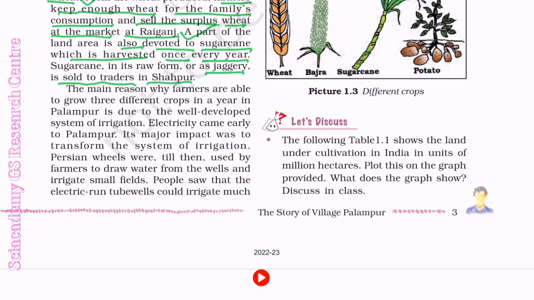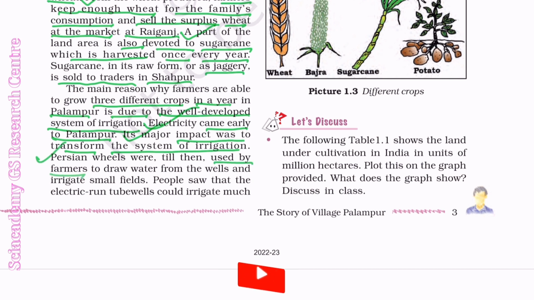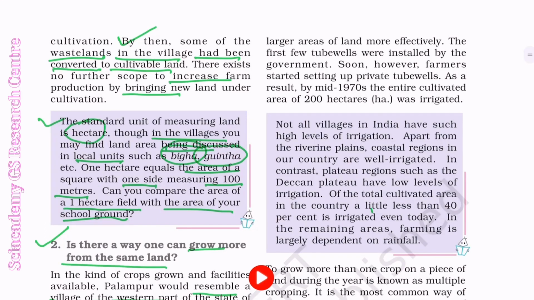The main reason why farmers are able to grow three different crops in a year in Palampur is the well-developed system of irrigation. Electricity came early to Palampur. Its major impact was to transform the system of irrigation. The Persian wheels were till then used by farmers to draw water from the wells and irrigate small fields. People saw that electric-run tubewells could irrigate much larger areas of land more effectively.